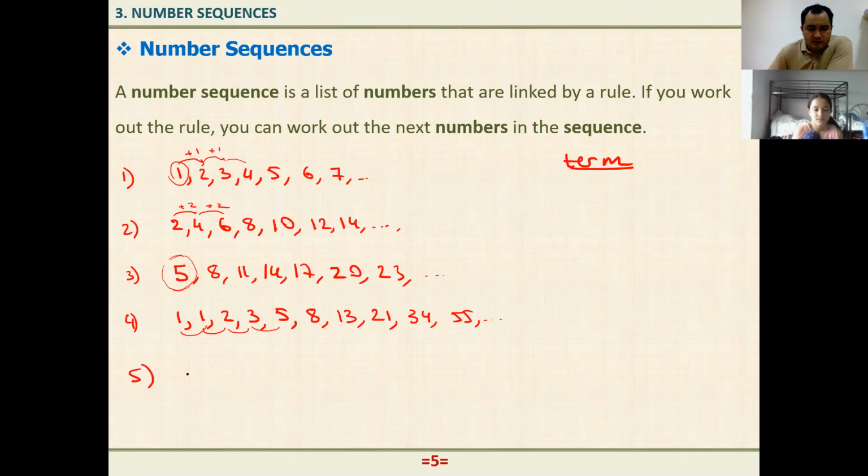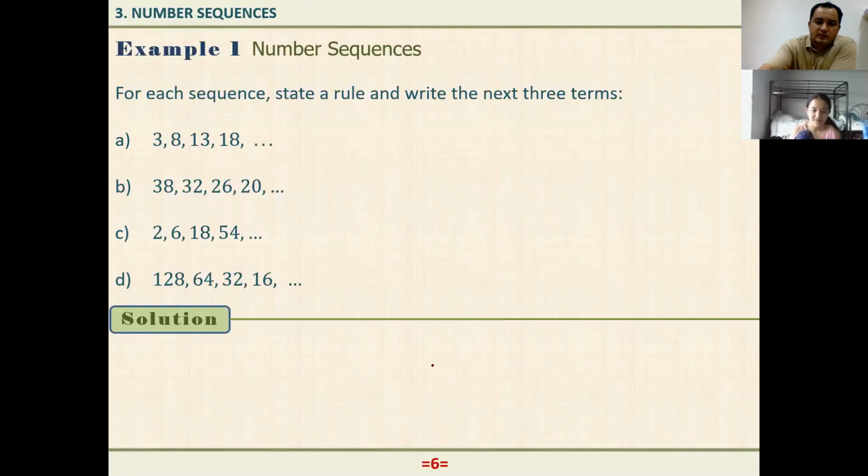How about this thing? 1, 0, 1, 1, 0, 0, 1, 1, 0, 0, 0, 1, right? What is the next number? 1, 0, 0, 0, 0, 1. 4 zeros, yeah, 4, right? Now you can see the pattern. Very good. So now let's say a few examples. Now you'll answer. First, see this, okay? And state a rule first. And after that, write the next three terms.